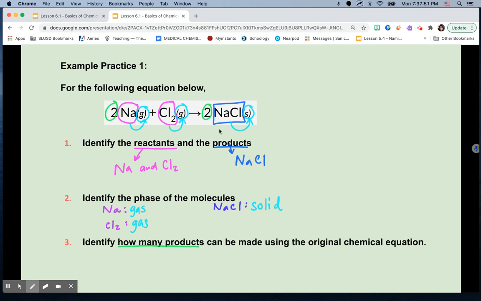So because we're talking about products, remember NaCl after our arrow is our product. How many NaCl's can you make? Well, in front of the NaCl is 2. So therefore 2 NaCl can be made. And that's pretty much it for lesson 6.1.